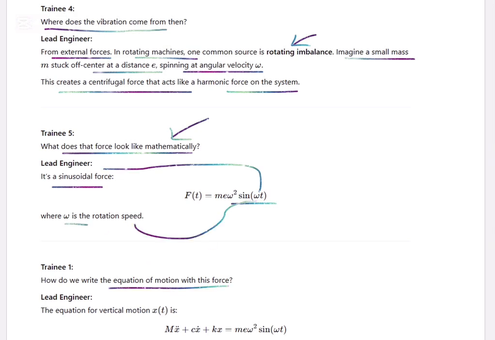How do we write the equation of motion with this force? The equation of vertical motion is m x double dot plus c x dot plus k x equals m e omega squared sine omega t.